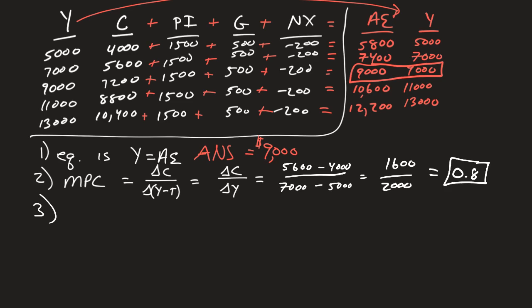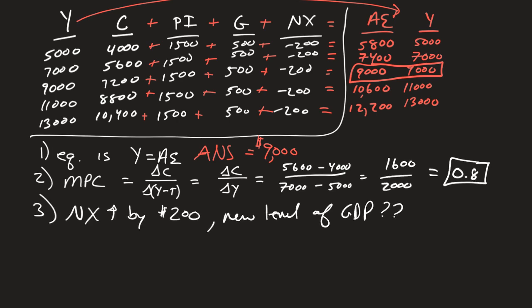The third question that's asked says, okay, let's suppose that net exports increases by $200. What is the new level of GDP going to be? Right? New level of GDP. Well, what do I know? I know my multiplier effect, right? I know that my change in GDP is going to equal that multiplier times my change in net exports.